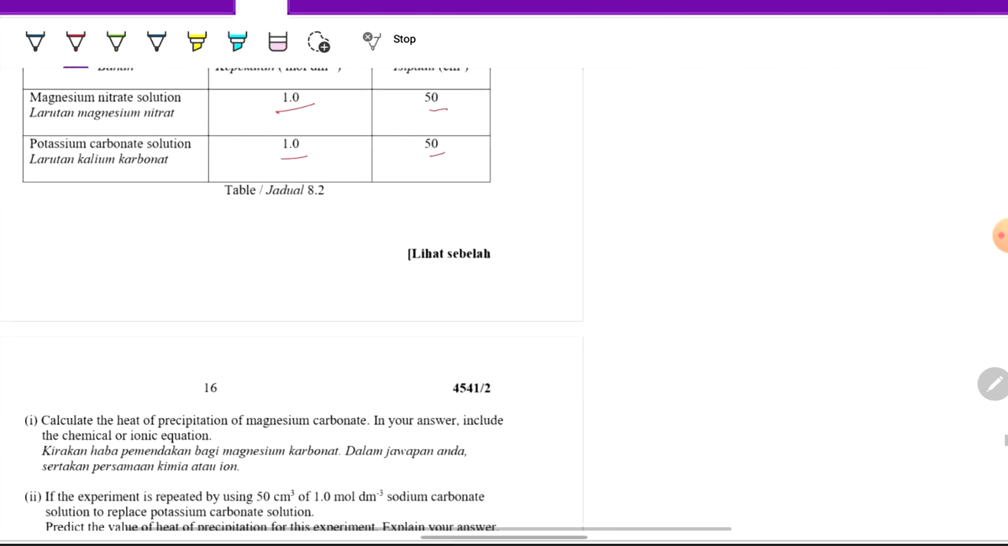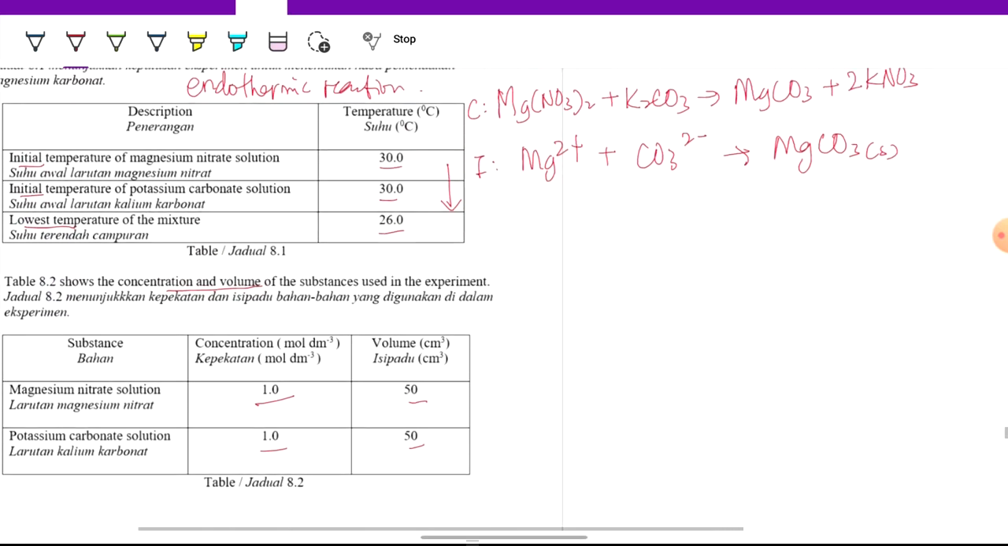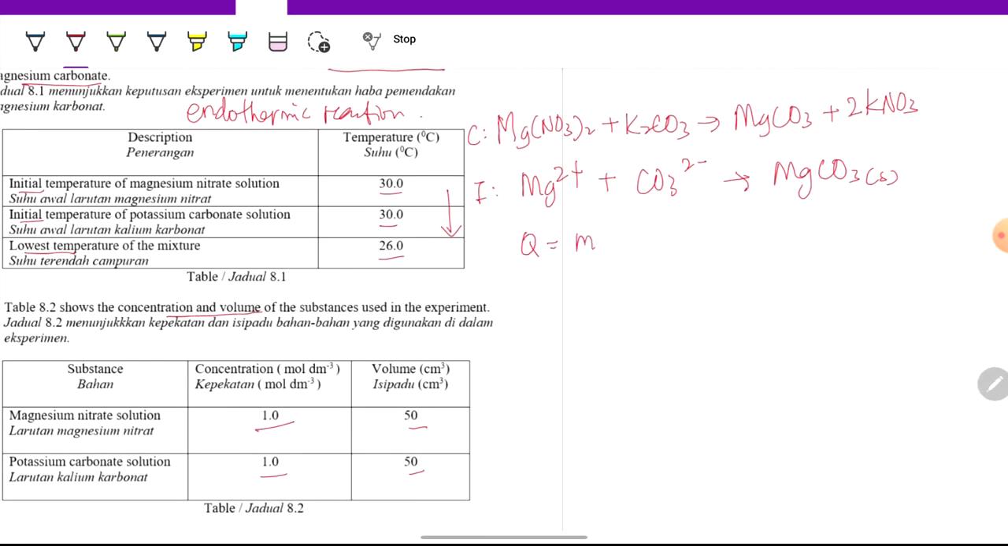Next, the question asks you to calculate the heat of precipitation. First, we calculate Q equals mc theta. The m is the total volume of both solutions, so 50 plus 50. c is 4.2. Theta is 30 minus 26, so it's 4. So you will get 1680 joule. This is the first one you need to find.